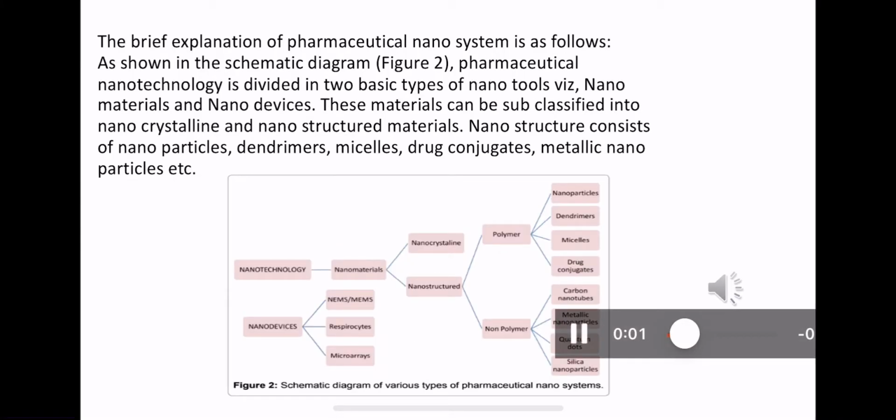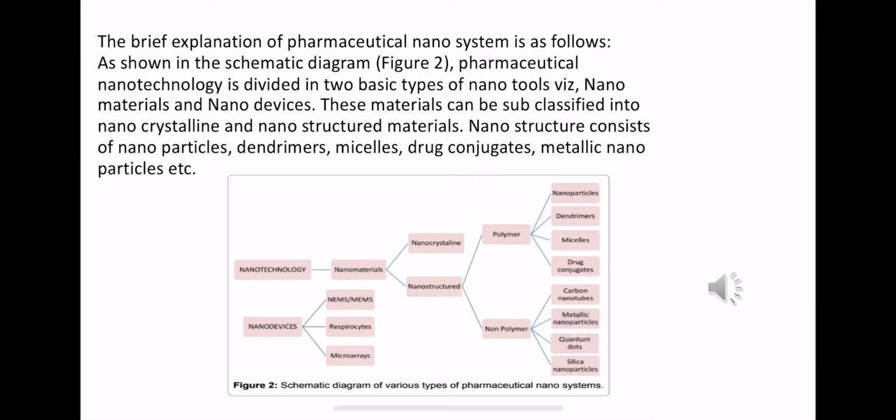The brief explanation of pharmaceutical nanosystem is as follows. As shown in the schematic diagram, Figure 2, pharmaceutical nanotechnology is divided into two basic types of nanotools, which are nanomaterials and nanodevices. These materials can be subclassified into nanocrystalline and nanostructured materials. Nanostructure consists of nanoparticles, dendrimers, micelles, drug conjugates, metallic nanoparticles.